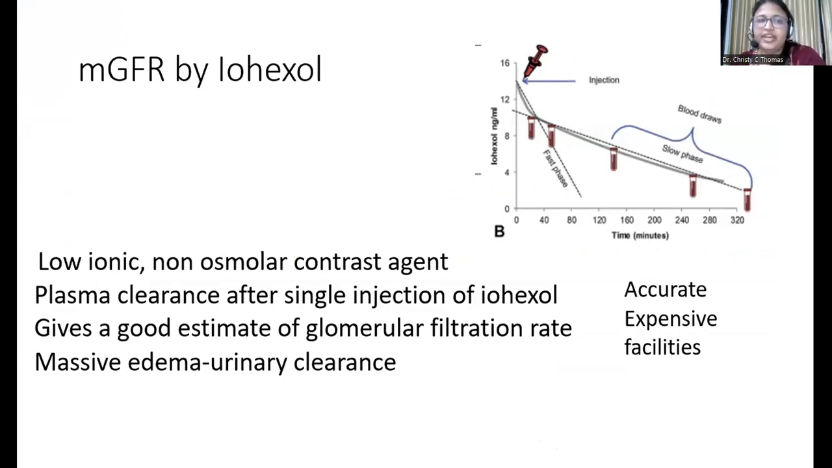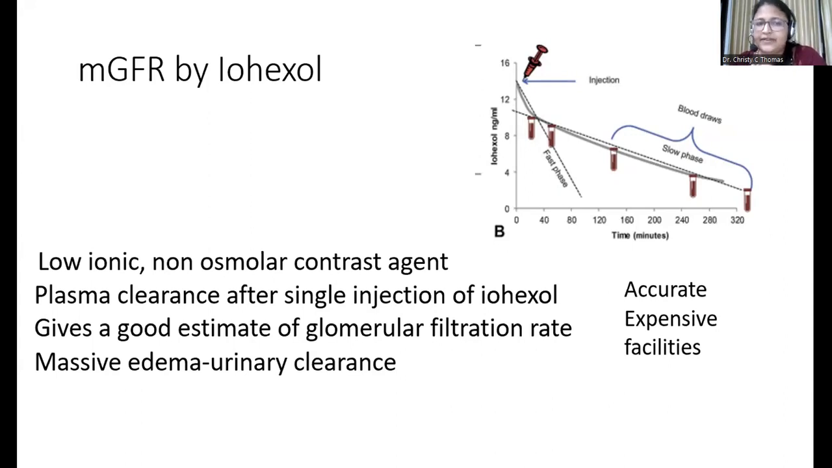About the mGFR, we have different methods to assess the mGFR, or the measured GFR. One of these is mGFR by iohexol. Iohexol is a low-ionic, non-osmolar contrast agent. The plasma clearance of the molecule is calculated after injecting the iohexol. We will calculate the plasma clearance after getting the blood level of the iohexol at particular times. It gives a good estimate of glomerular filtration rate.